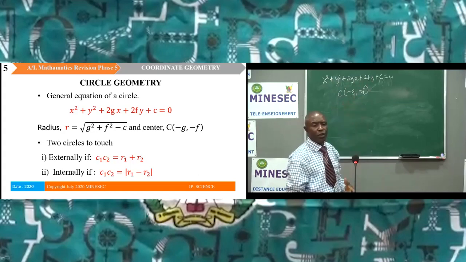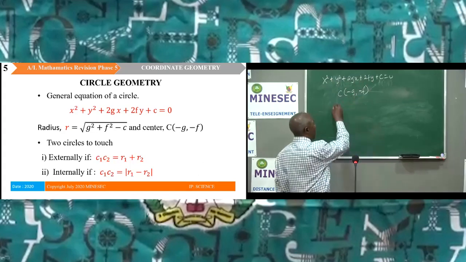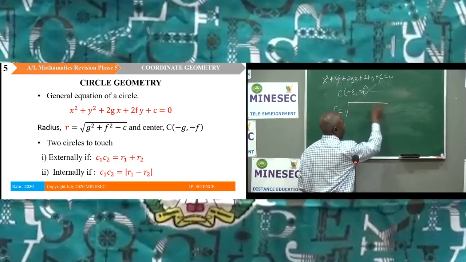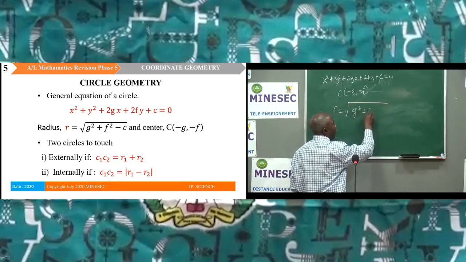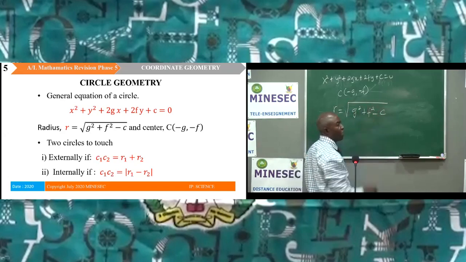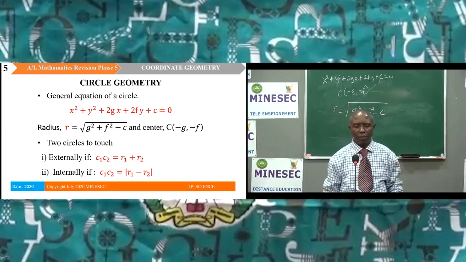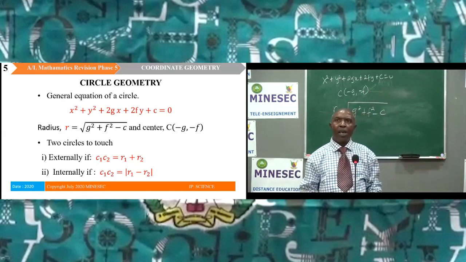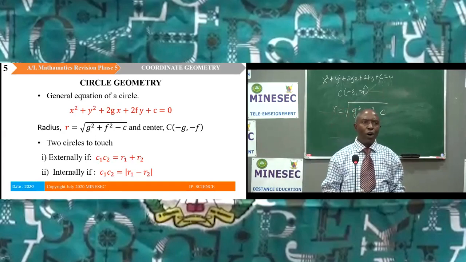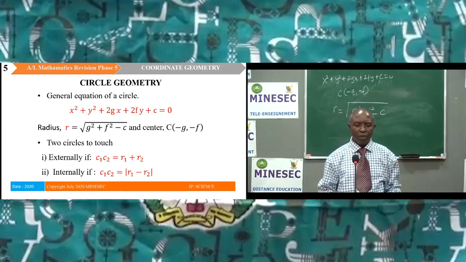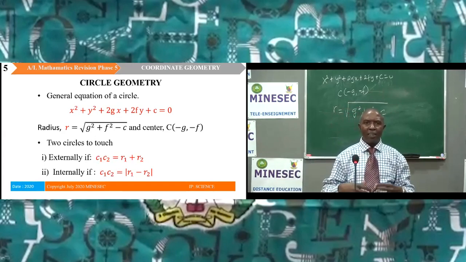Then to get the radius of the circle, the radius r is equal to the square root of g squared plus f squared minus c, where c is the constant in that equation of the circle. Now, we may draw circles. And what are the effects?